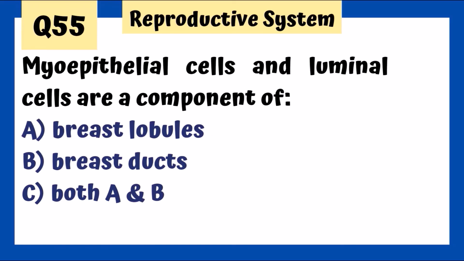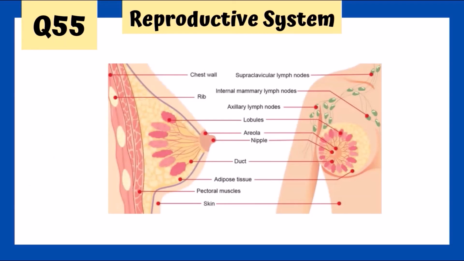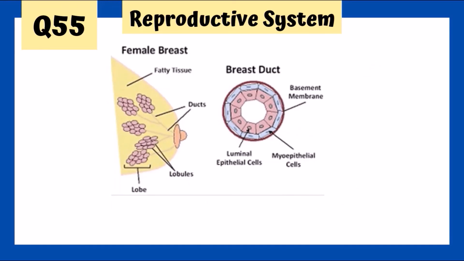All right, let's start talking about breasts. Myoepithelial cells and luminal cells are a component of both the lobules and the ducts. We recall the lobules and the ducts of the breast over here, and both of them are composed of 2 layers, the myoepithelial cells and the luminal cells. And we have a really good picture of that over here, where we see the 2 layers, the myoepithelial cells close to the basement membrane and the luminal epithelial cells in the center.